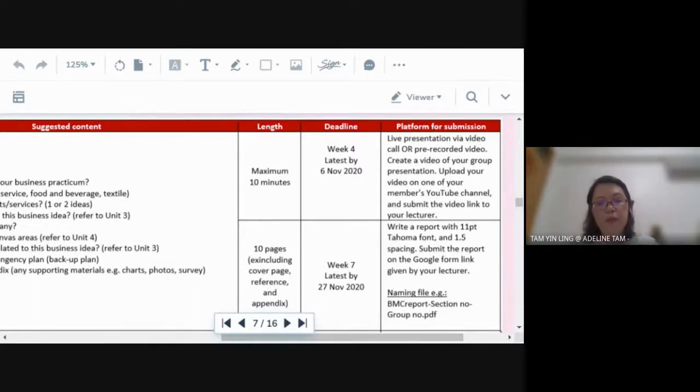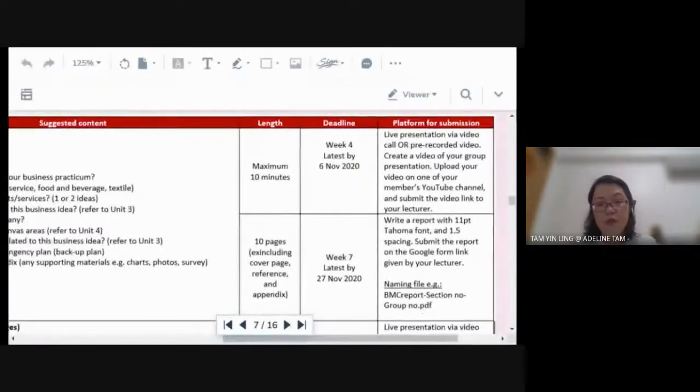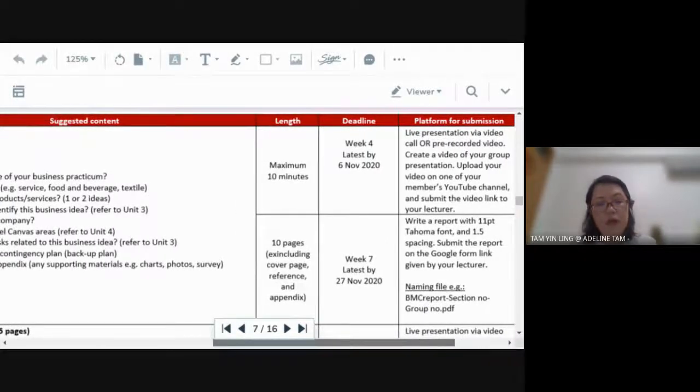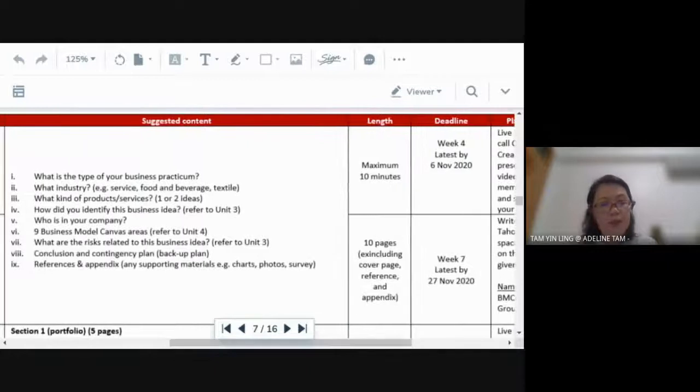If you put it in Microsoft Word, I worry I cannot open it. Sometimes due to unknown reason, my computer cannot open. So please prepare in PDF. And for PowerPoint slide, remember you have to prepare the PowerPoint slide also. How many slides depends, but remember you have all these to prepare and 9 areas, so minimum 10 pages for your slide, as long as you prepare number 1 to number 8. Reference, no need. Appendix, no need. That is for your final report.